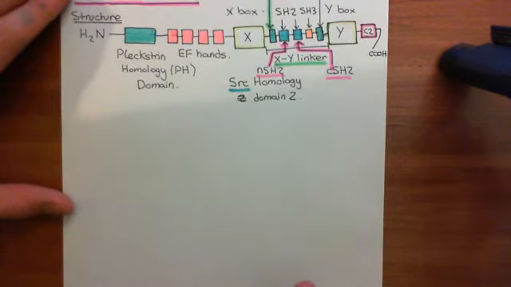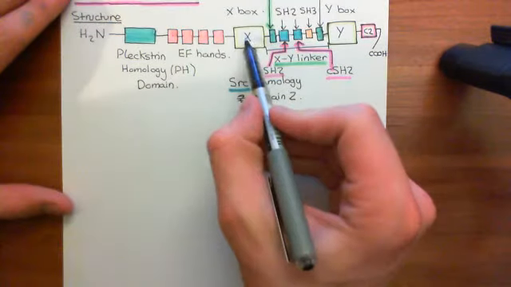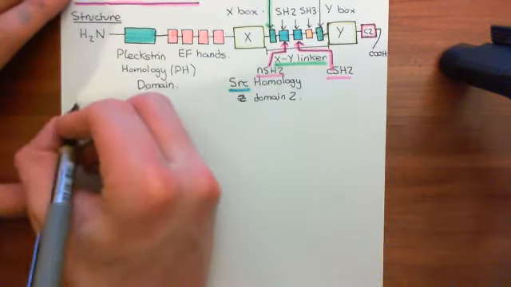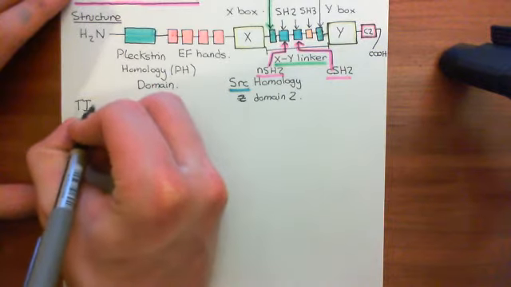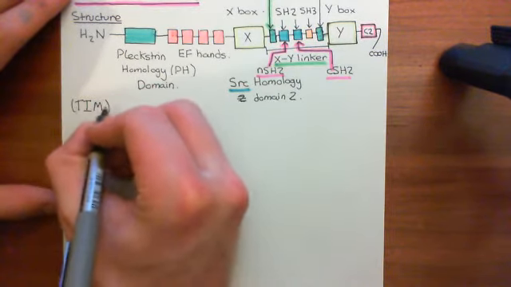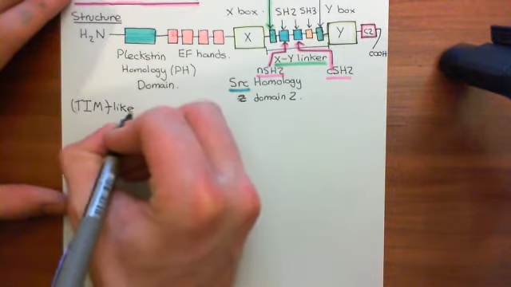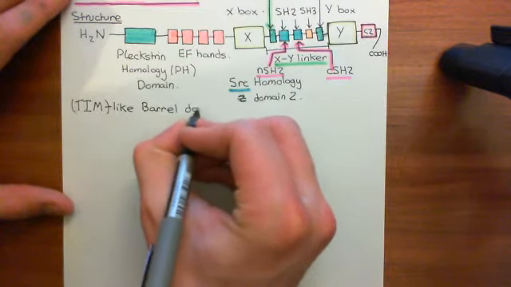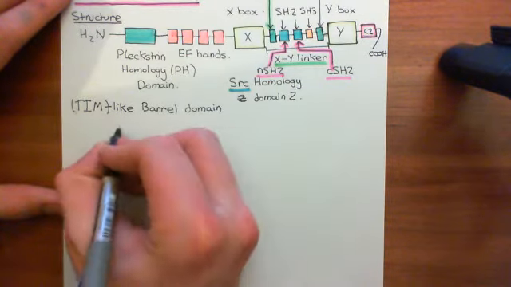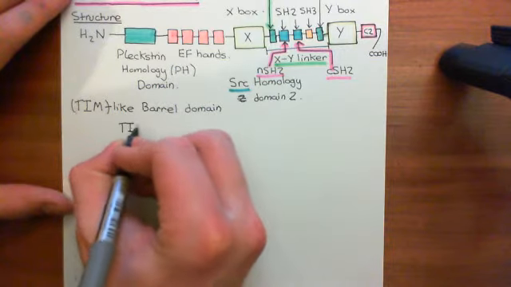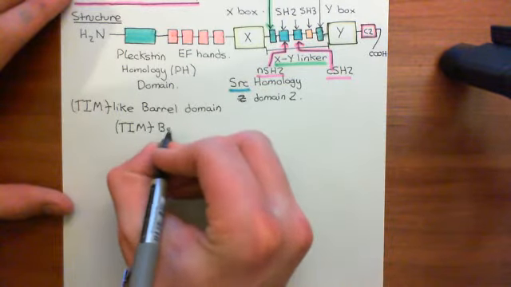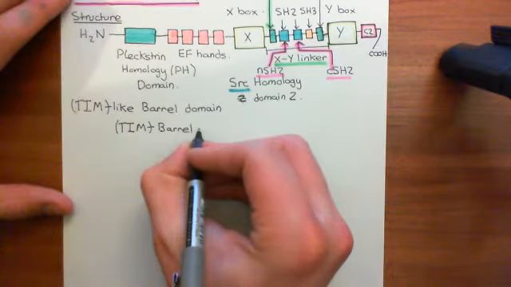Now, before we can put it into a three-dimensional structure, I need to talk more about these X and Y boxes here, because these are going to form something called a TIM-like barrel domain. So I need to explain what a TIM-like barrel domain is, and in order to do that, I need to firstly start off with what a TIM barrel domain is. Our XY portions are only going to form a TIM-like barrel domain, but we firstly need to explore what a TIM barrel domain is.